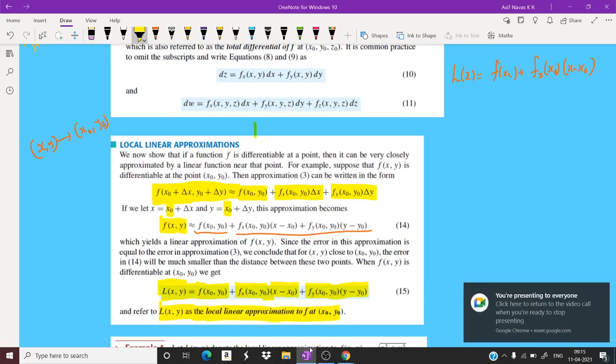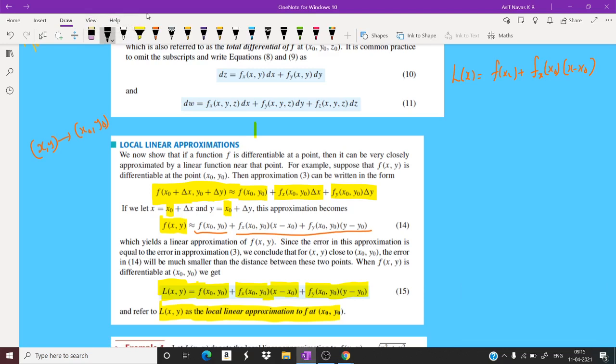So what is local linear approximation? Simply, I will explain what it is. If we want to find some value f of xy near the point x naught y naught, and we know the value of the function at x naught y naught.